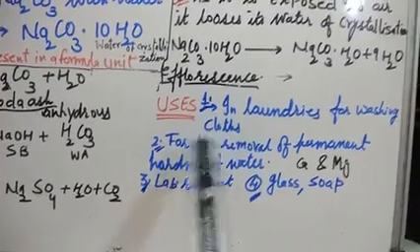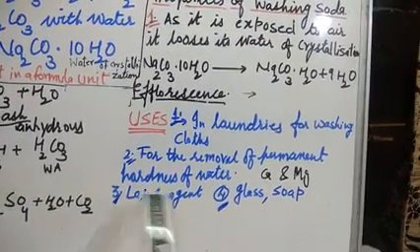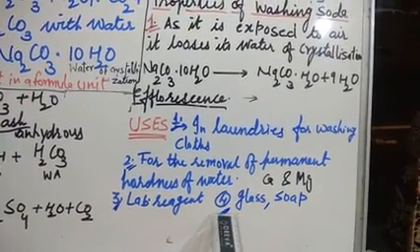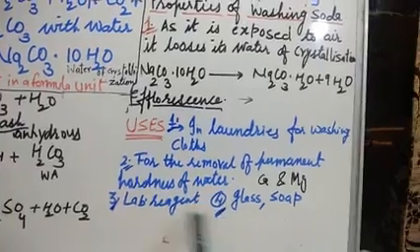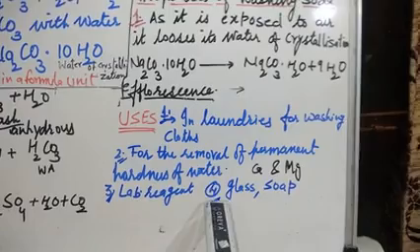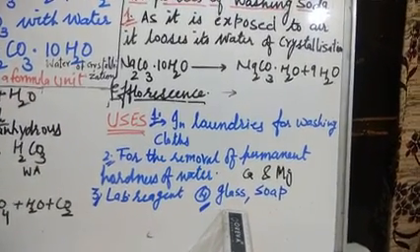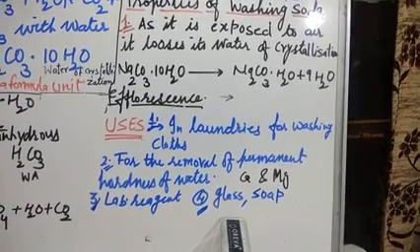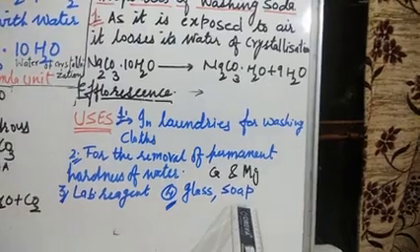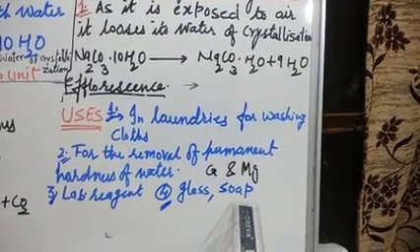In the lab also this Na2CO3 is used for different chemical tests. And the last use that I am telling you, it has many uses, but some uses I am telling you. It is used for making glass. In the glass industry, this washing soda is used. It is used in making soap. I have told you previously also that it is basic in nature. It is used in soap, in laundries.